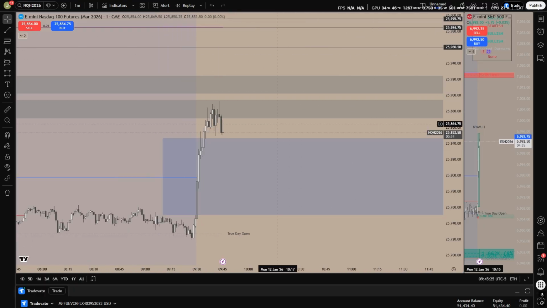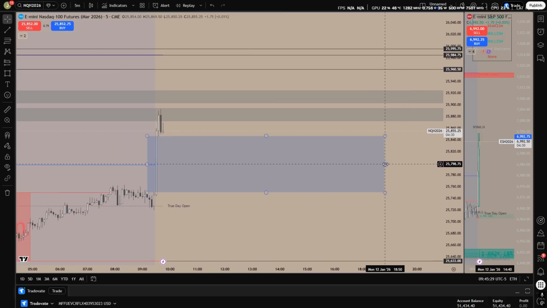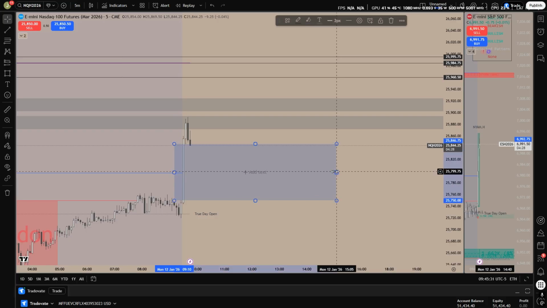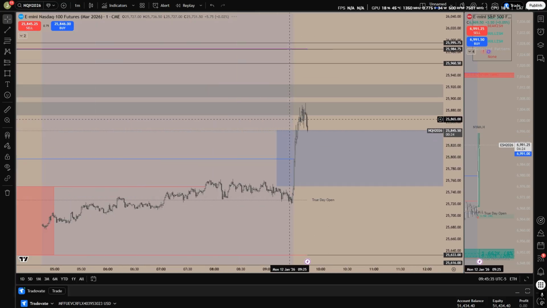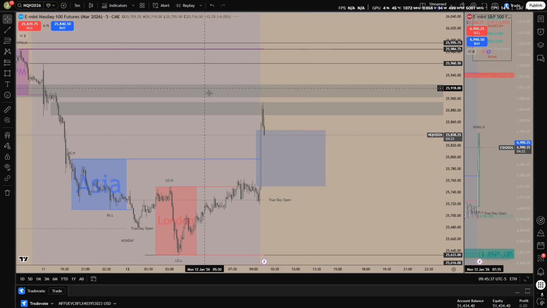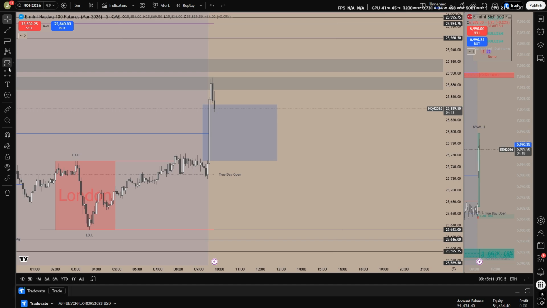So now we just wait. I want to wait and see how price reacts. So price is actually in this zone now. We just tapped into this zone. I would rather see a 15 minute candle close.